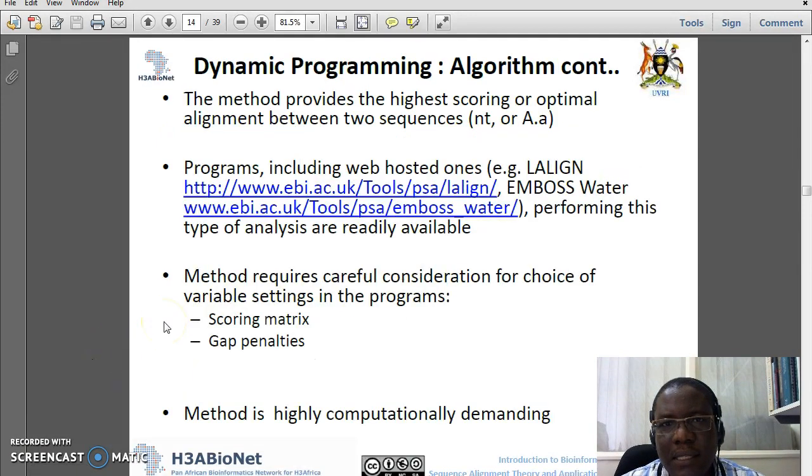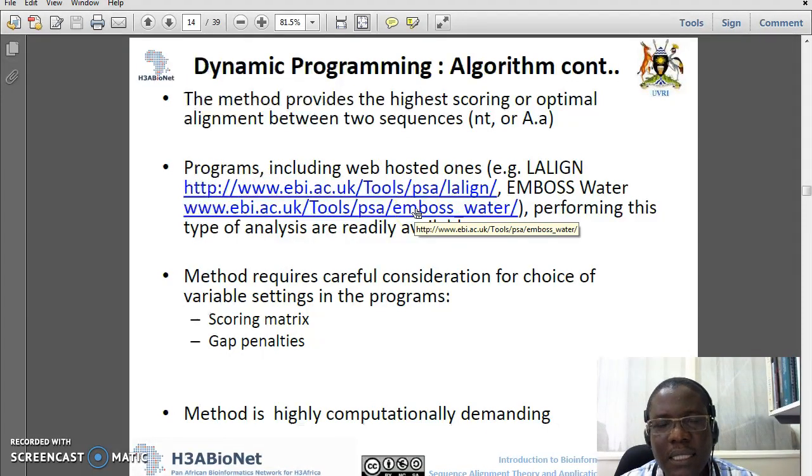So why is this method or algorithm important? It is because it provides alignment of the highest quality, as evidenced by the highest scoring, because that's what it returns. So those are your optimal ones. And also, there are lots of programs out there, including web-based ones, that help you with this. You just have to go to the websites and start generating your alignment from them.